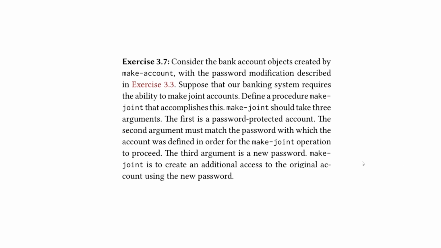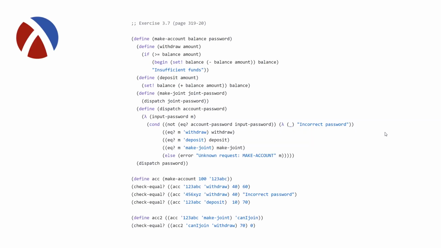So I'm not going to solve this question exactly as it asks. I'm just going to hop into the solution, and I will highlight once again. So this is the full solution, but I'll highlight what I've changed from exercise 3.3. The first thing you'll note is that I've added an extra internal procedure. So we used to have withdraw, deposit, and dispatch, and we still have them, but now we have the additional make-joint, which takes a joint password and returns dispatch, similar to what our outer procedure does as well.